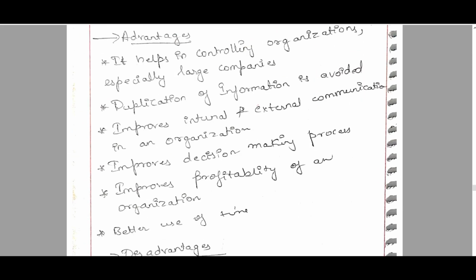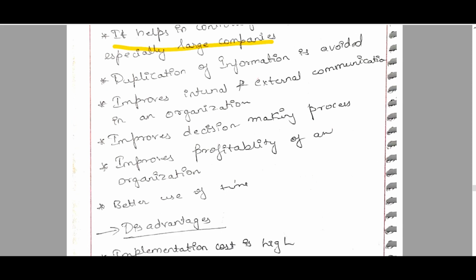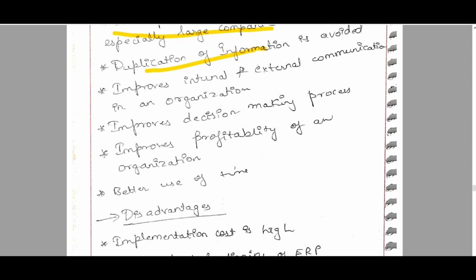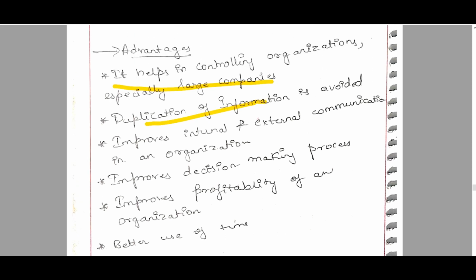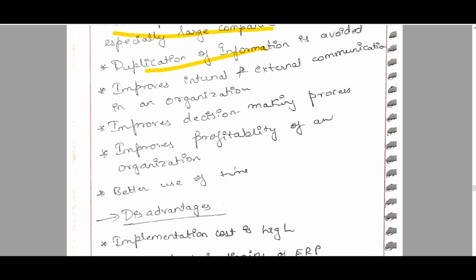The advantages: it helps in controlling the organization, especially a large organization. When an organization becomes large, ERP is very much necessary. Duplication of information is avoided. So suppose when ERP is implemented, like we say something about spurious tuples in DBMS, with the help of ERP, spurious tuples can be avoided in the enterprise.